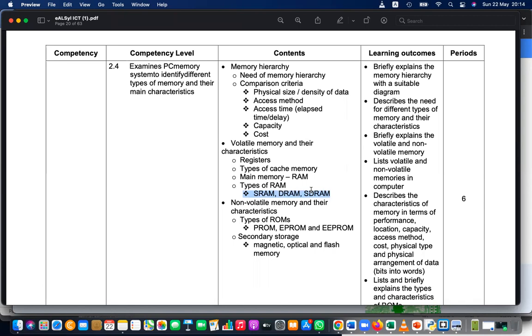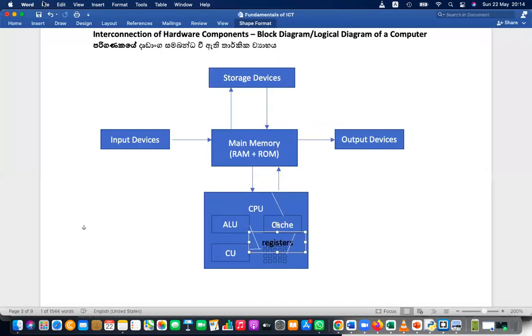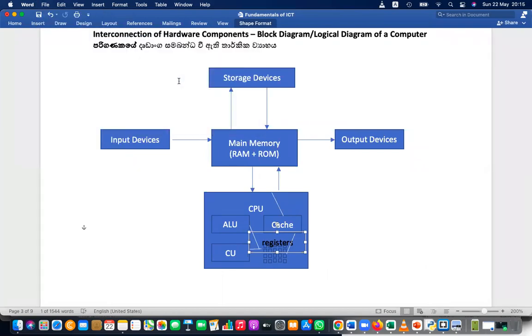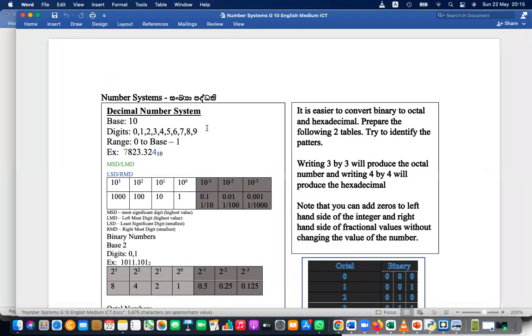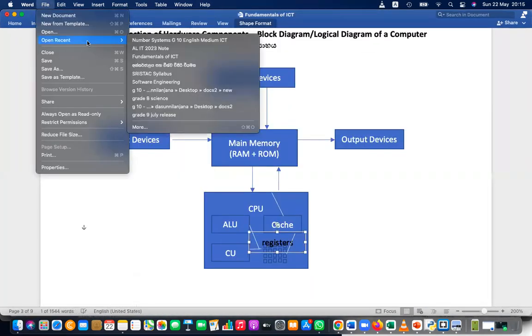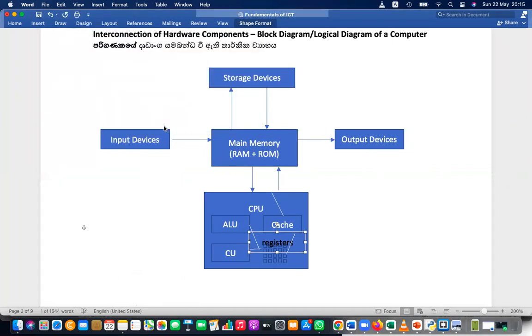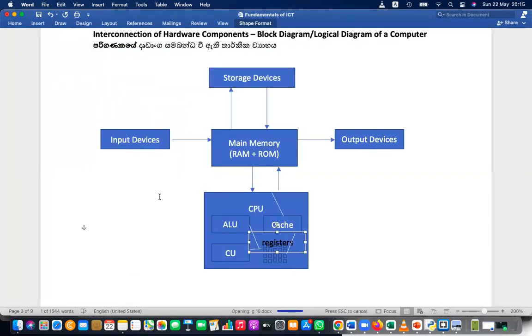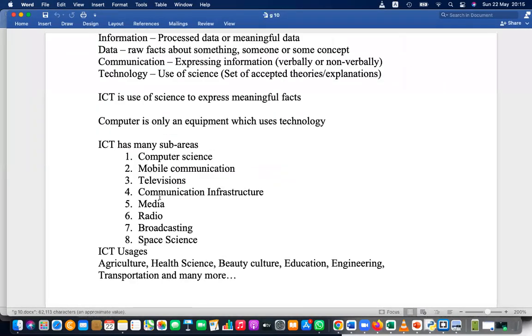Out of these non-volatile memories, ROM is very important. ROM is a very important memory. I'll give you one thing about this. I think you have learned this in grade 10. If not, learn it now. This is grade 10, right? This note is related to grade 10.